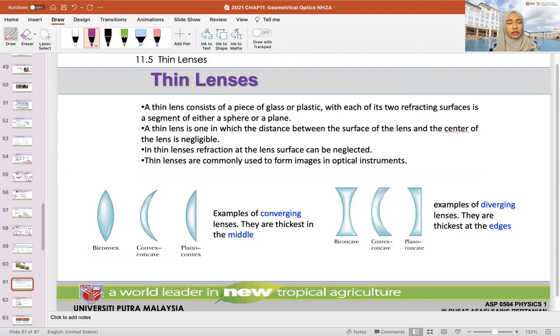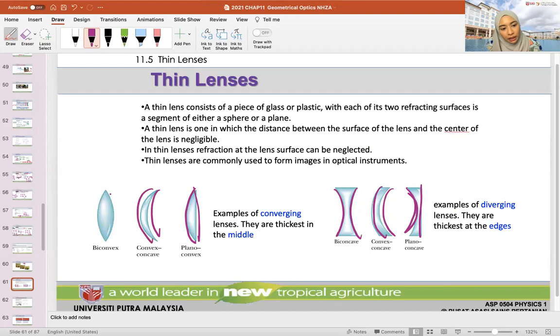It can be both. Sorry, it can be either one. With each of its two refracting surfaces, is a segment of a sphere or a plane. So dia cakap kat sini, it can either be membulat, satu, I mean one side is membulat, the other side is plain, flat, and it can be dua-dua membulat. Macam ni, ni dua-dua membulat, yang ni seorang membulat, satu plain, seorang dua-dua orang membulat, ini pun membulat.